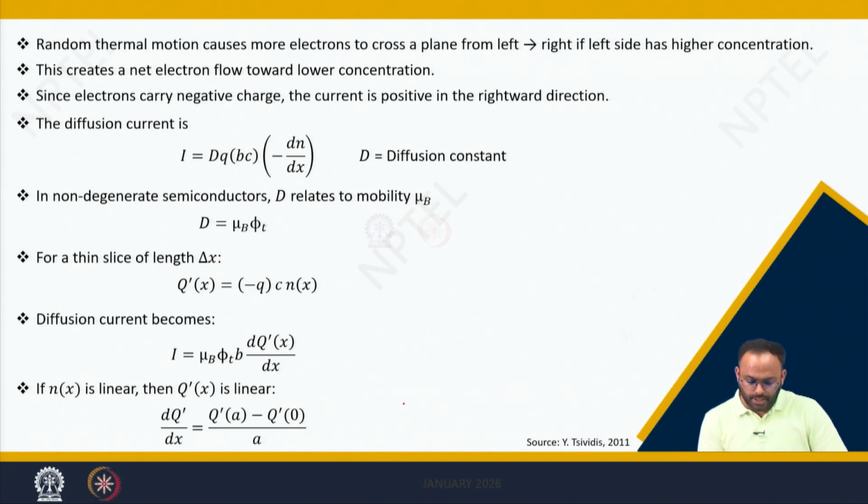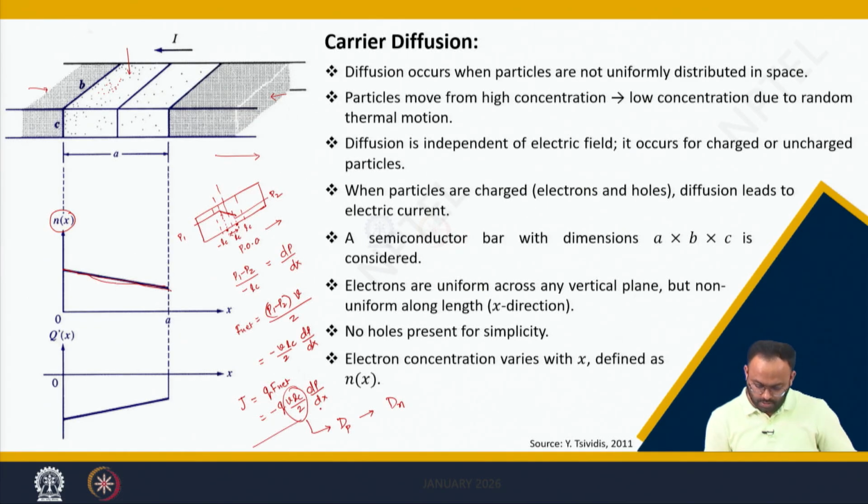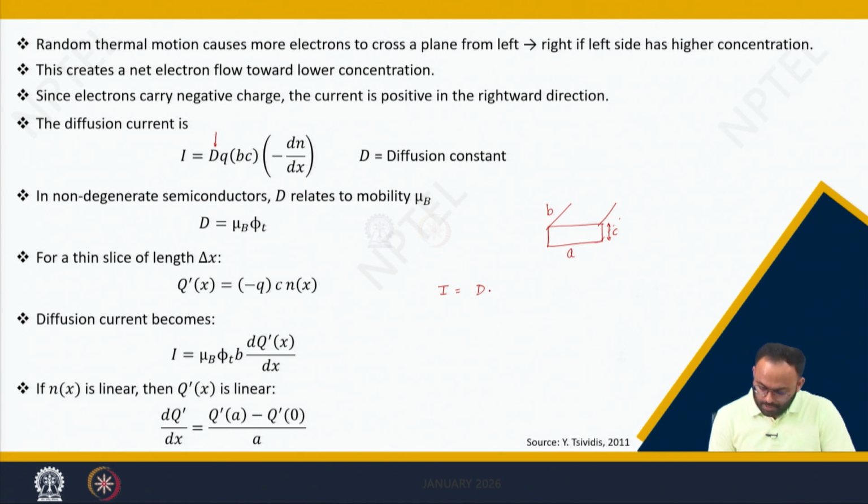Here are a few of the equations and formulations with respect to the same analysis. We have a sample where this dimension is A, this dimension is B and this dimension is C. So the total current is nothing but the diffusion constant. You can use this, where current density is nothing but current by area. So current is nothing but area times this quantity. So the total current is D times Q times area.